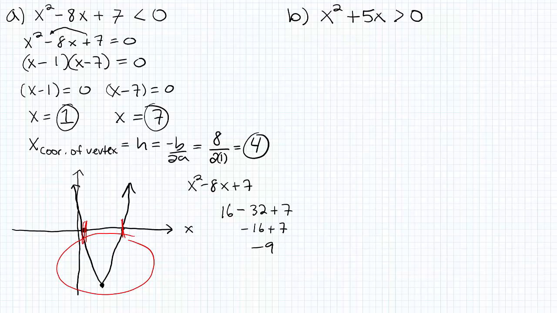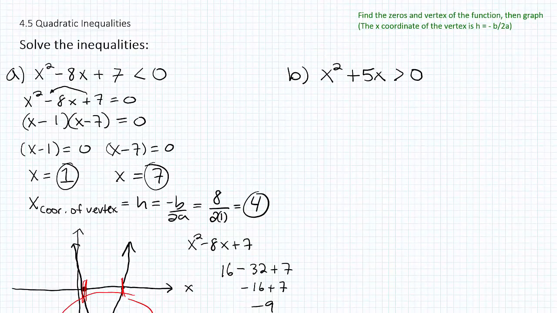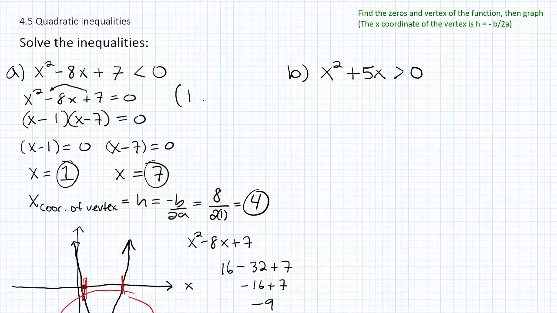And where does that occur? Well, we know it occurs at x equals 1 and x equals 7. So that means the answer to our question is basically that from 1 to 7 on the x-axis, we will have values for the function that are less than 0. And we use round brackets around the 1 to 7 because we're not including those values. So this is the solution to the problem.